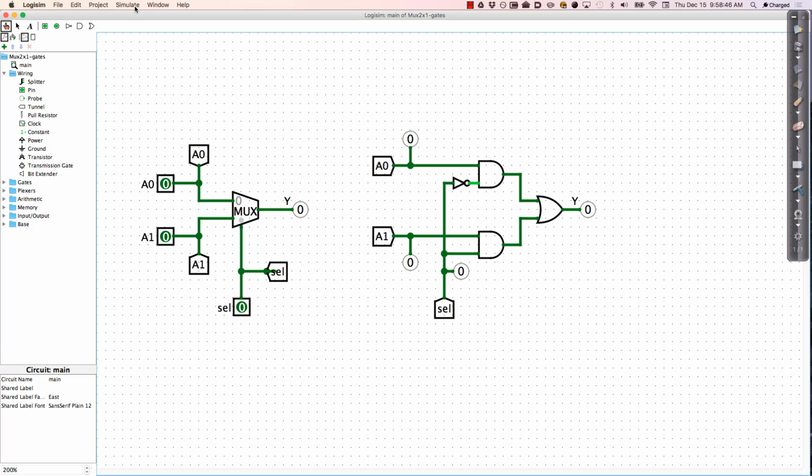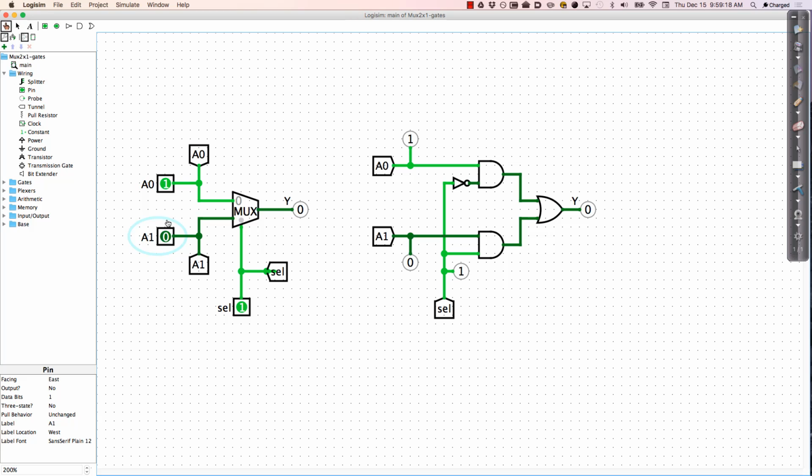Here is the multiplexer. There are two inputs, A0 and A1, and the select bit. When the select bit is 0, input 0 is passed to the output. You can see that when I toggle the A0 input, the output also toggles. And when the select bit is set to 1, then A1 is passed to the output.